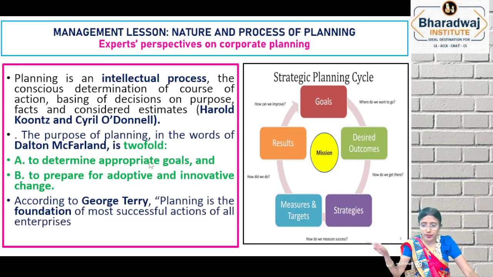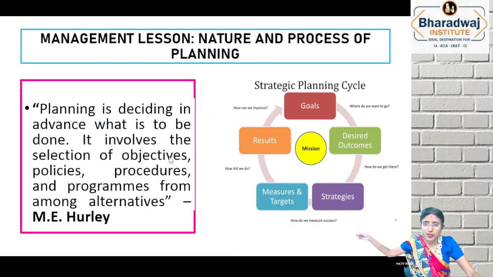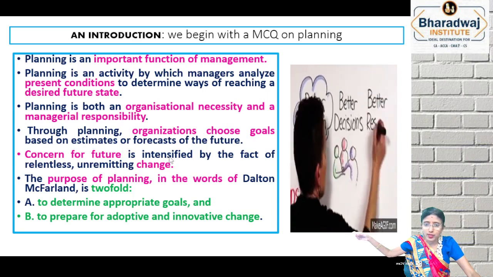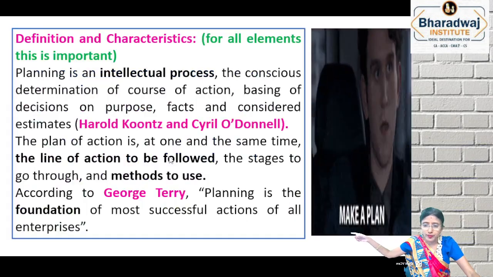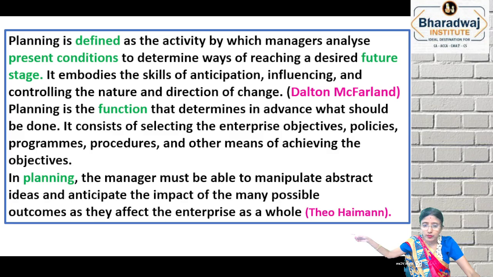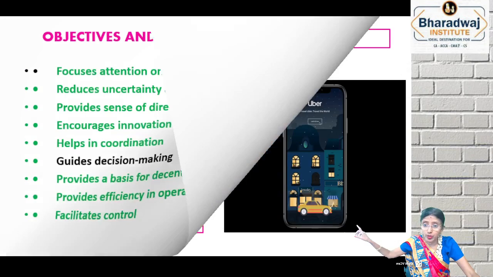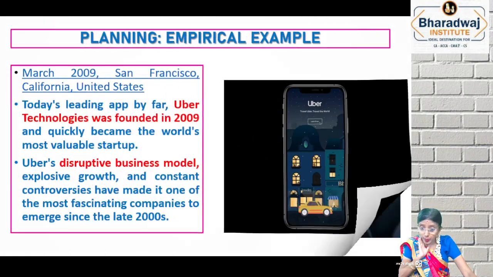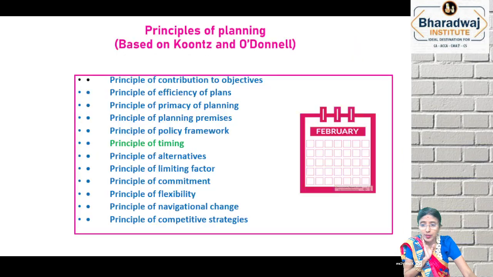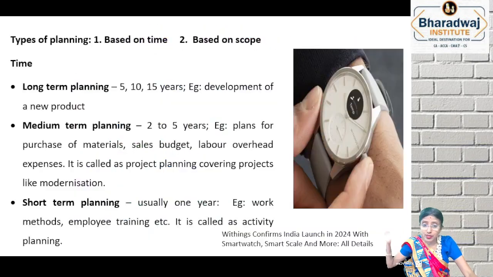This is more than enough. See, all important questions are given to you. Important points are given to you. Features, objectives and importance. Empirical examples. All empirical examples. 12 principles given by Koontz and O'Donnell. See, this is types of planning. See, where does employee training come?